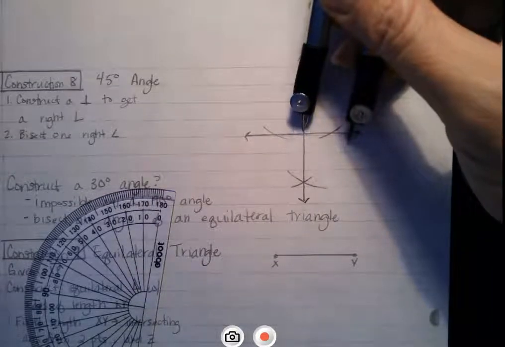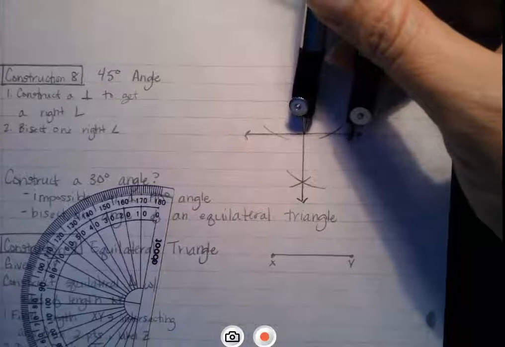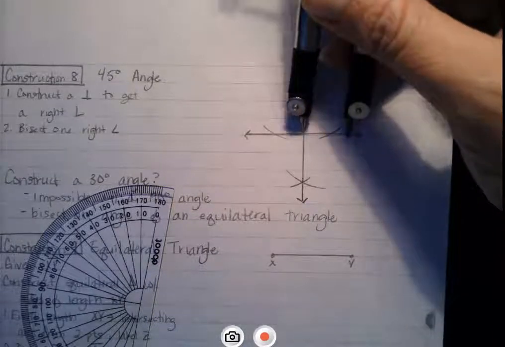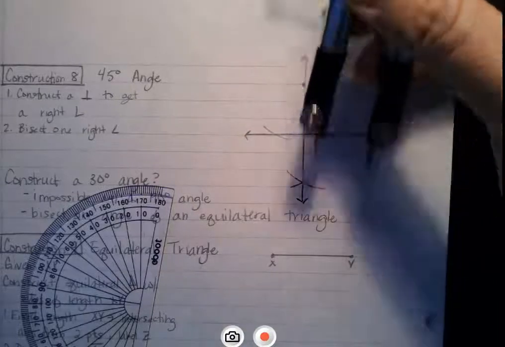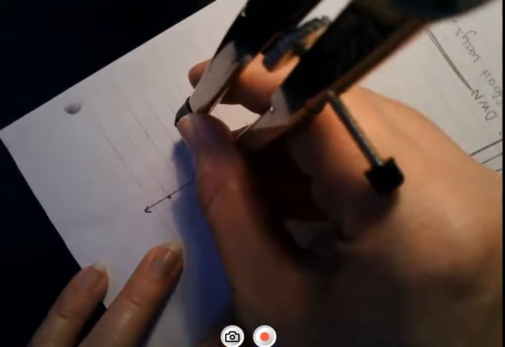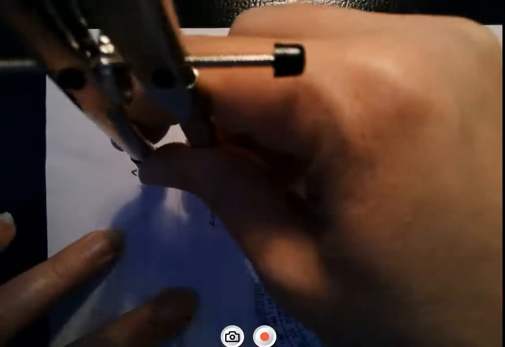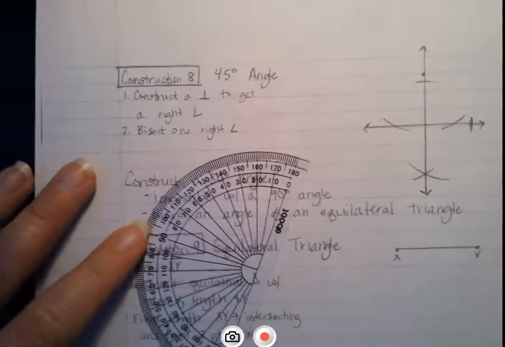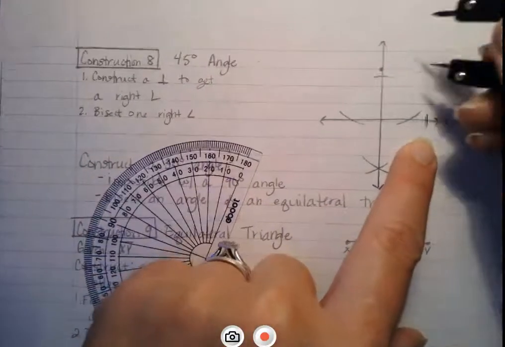Okay. So I'm going to make an arc. I'm going to bisect this angle up here, the top right. I'm going to have to turn my paper here. I'm going to make an arc on both sides. Okay. So I just made this arc and this arc.